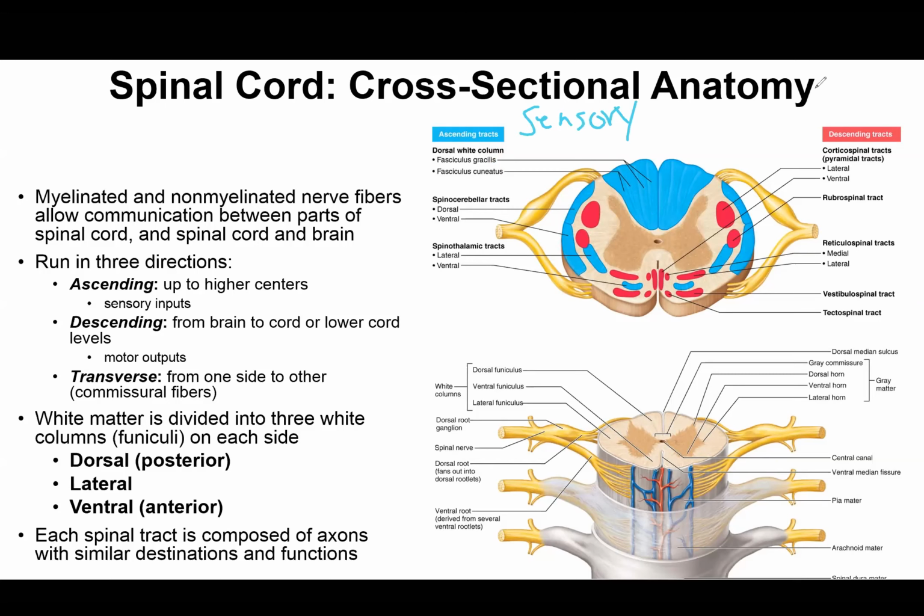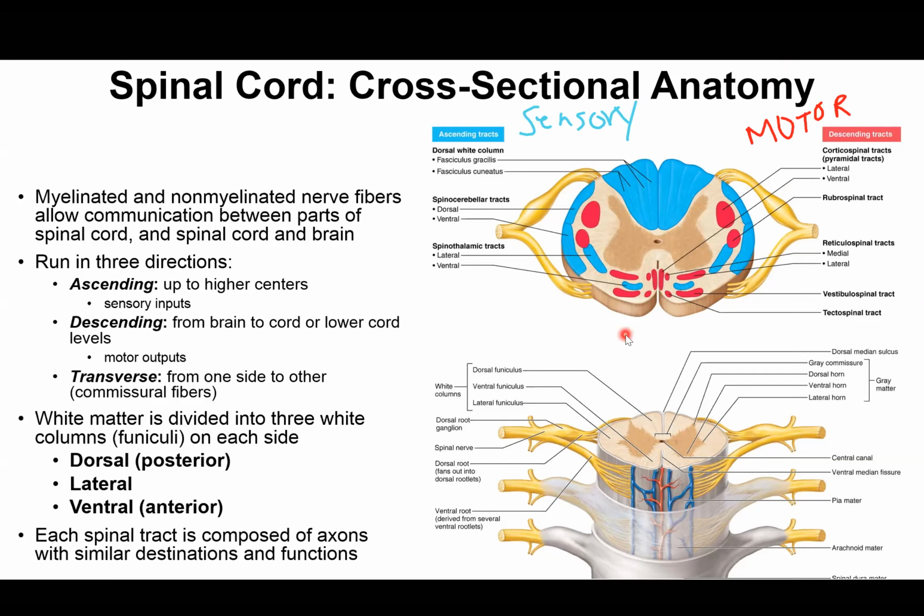And we also have descending tracts or descending fibers. The descending fibers run from the brain to the spinal cord or to lower cord levels. These are our motor outputs. Anywhere that you see this reddish pink colored area is our motor outputs. We see them in various areas within the spinal cord itself.